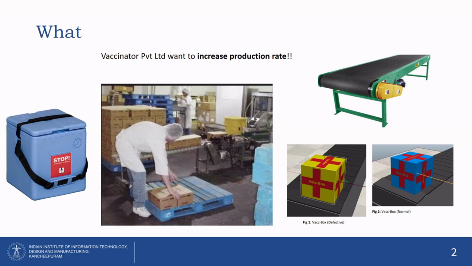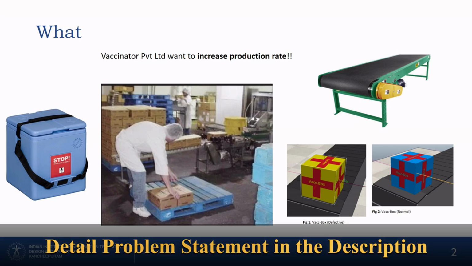So they want a solution which can quickly palletize these vaccine boxes, so that it can increase the production rate, right? And as you can see, the current system has a conveyor belt, and these are the vaccine boxes which we might use in the simulation, and this is the actual box. Their main intention right now is to detect those boxes, whether the box is defective or normal, and it should automatically be able to move it around the conveyor belt for now, right? They have an overarching big problem, but we'll discuss that at a later stage.